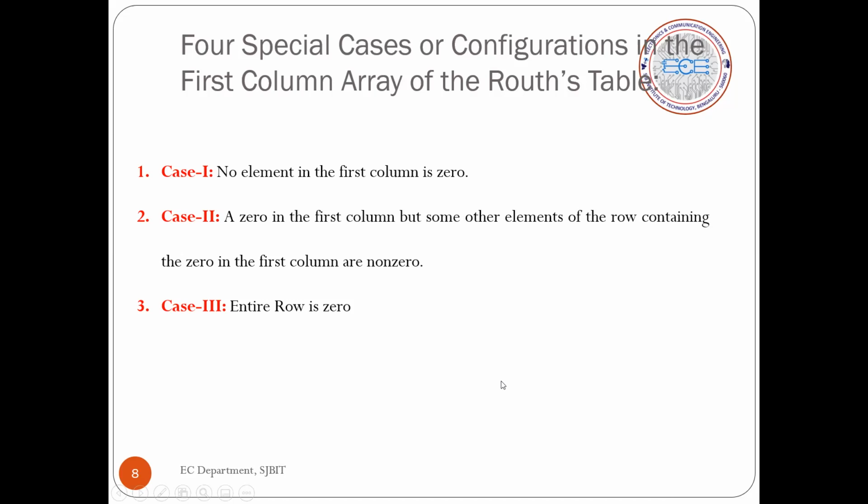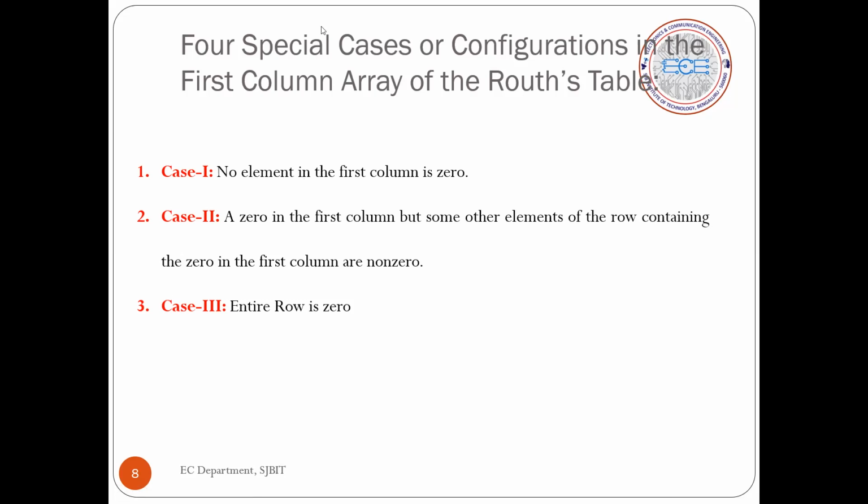So we say that totally we'll be having 4 methods to solve the different situations which we can encounter in a Routh-Hurwitz table. So case 1 is one where, in the first column, you will not find 0. You will not find any element 0 in the first column. That is a normal, comfortable situation to comment on the stability of the system.